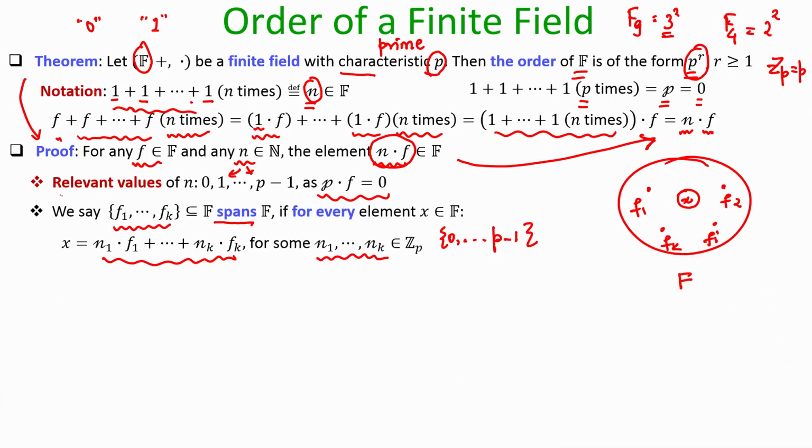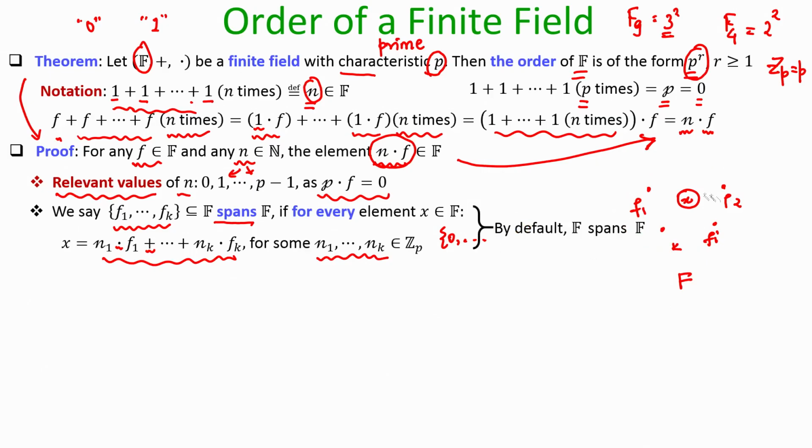Because as I said here, the relevant multiples of any element from the field are where you take the multiples to be in the range 0 to p minus 1. So, basically span means that it is the subset of those elements from the field in terms of which you can express any element of the field, by taking various linear combinations. And when I say linear combination, I mean that I am doing the plus operation and the dot operation as per the field.